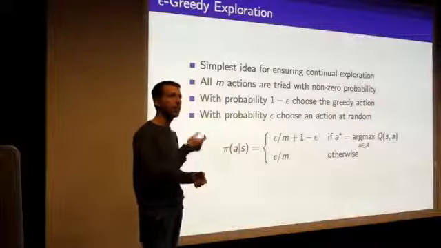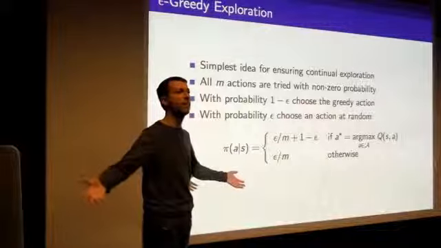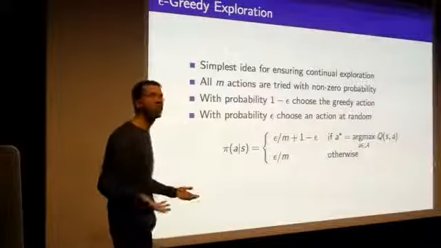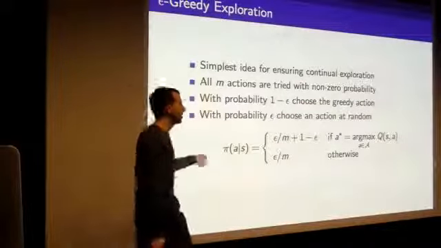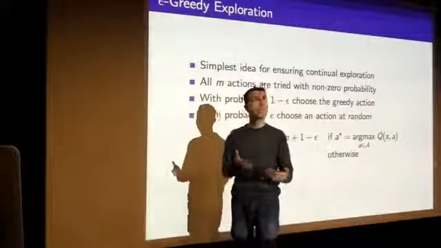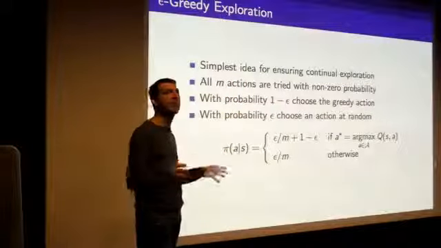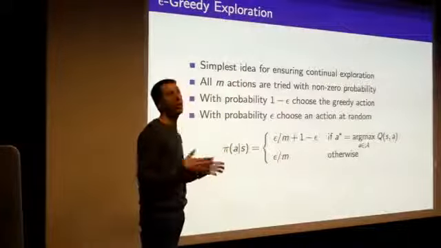So you flip a coin. If it comes up heads, you act completely randomly to make sure you see everything. If it comes up tails, you choose the best thing that you know so far. You take your argmax over your Q values. So it's just like our greedy policy improvement, but we've softened it a little bit to make sure that with some small probability, you try all the other actions.